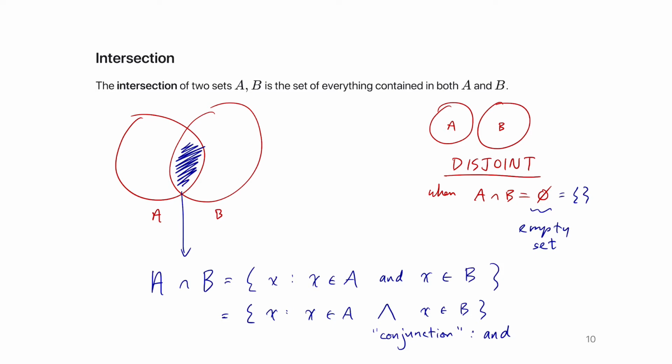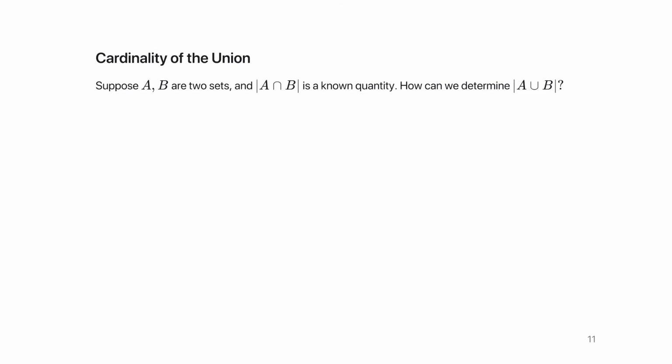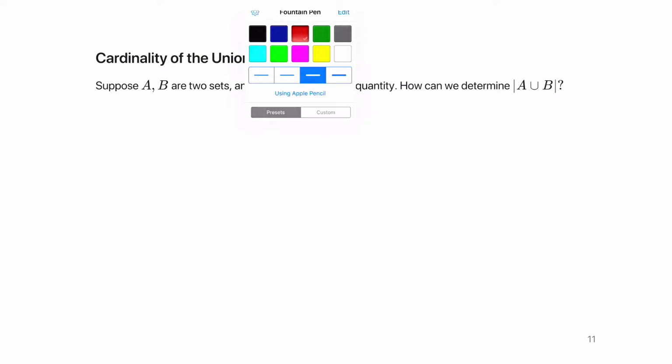Okay. So is everyone okay with the notion of disjoint and just what the intersection is? Cool. Okay. So now we have enough information to answer this question. Suppose A and B are two sets, and the cardinality of the intersection is a known quantity. Notice how I read that.